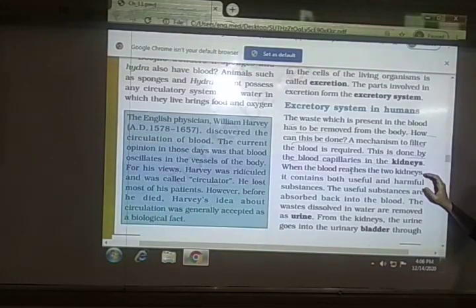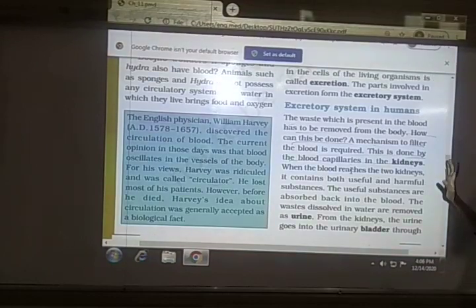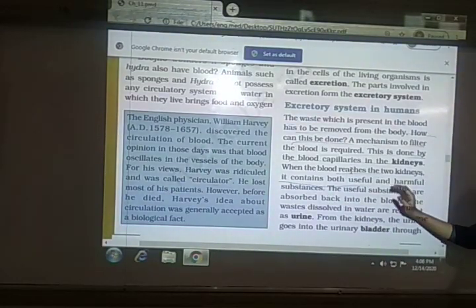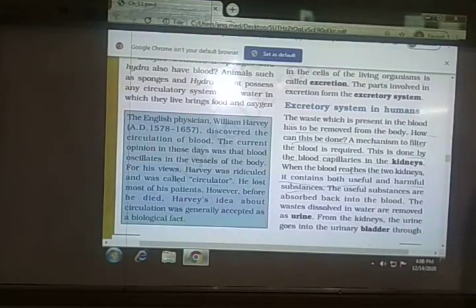So who performs this kind of function or works as a filter? The blood capillaries, so we can say blood vessels. We have seen what capillaries are: the thin tube blood vessels are known as capillaries. These blood capillaries are present in the kidneys and perform this function to remove the waste from the blood. When the blood reaches the two kidneys, it contains both useful and harmful substances. Some substances are useful and some are harmful or toxic, which should be removed from the body.